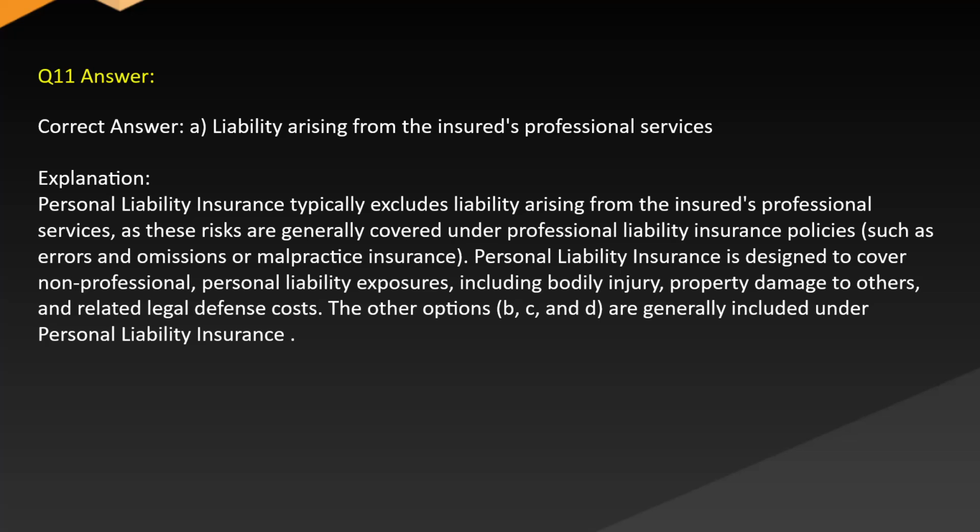Personal liability insurance typically excludes liability arising from the insured's professional services, as these risks are generally covered under professional liability insurance policies, such as errors and omissions or malpractice insurance. Personal liability insurance is designed to cover non-professional personal liability exposures, including bodily injury, property damage to others, and related legal defense costs. The other options, B, C, and D, are generally included under personal liability insurance.